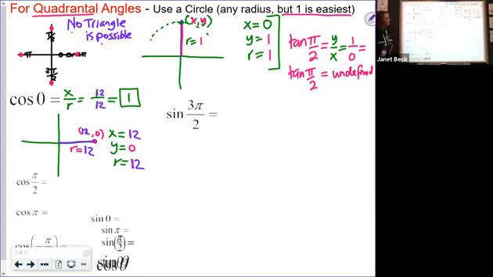Now you try sine 3 pi over 2. I'll give you a bit less than a minute. You do sine 3 pi over 2.